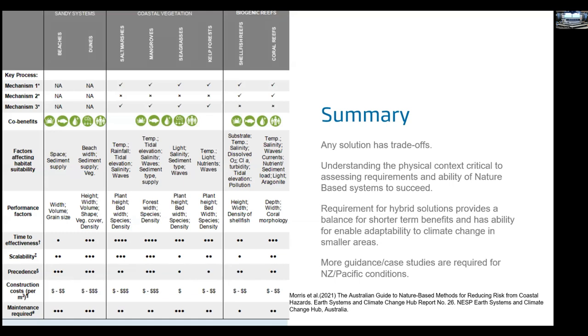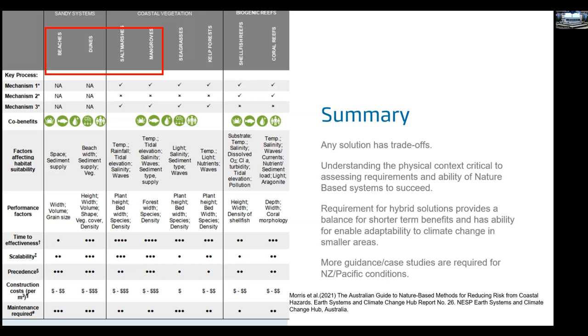So in summary, and given the short period of time, I could obviously talk a lot longer, but looking at the beaches, dunes, salt marsh and vegetation, any solution for coastal engineering design using nature-based approaches has trade-offs, like any structural solution. What we do know is that these nature-based solutions also have a lot more ecosystem benefits and carbon reductions as well.